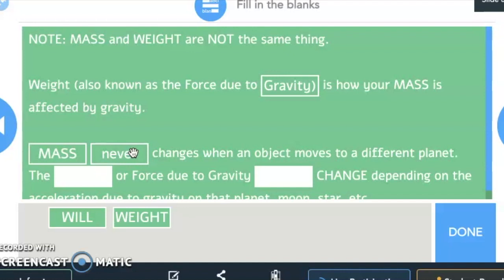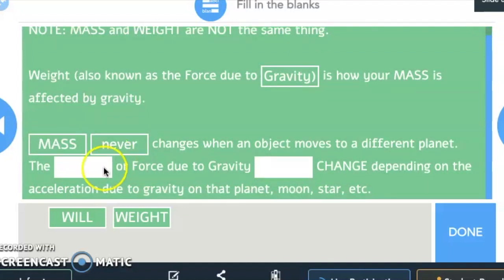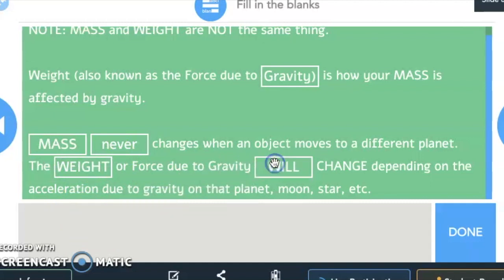And a good way to think about it is mass is how much stuff you're made of. And so if you were to go to like the moon or to Mars, it's not like you would go and leave part of your body behind, like you would take your whole self with you. So your mass is going to stay the same. The amount of stuff that you're made of is going to stay the same as you travel through the universe. Now, the weight or force due to gravity will change because that is dependent upon the acceleration due to gravity on that planet, moon, star, etc.